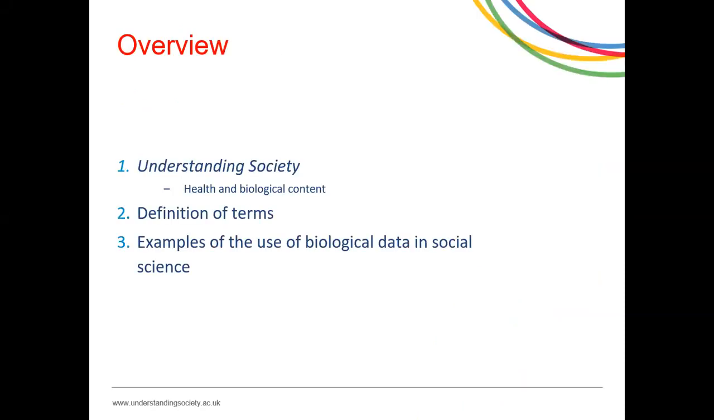So the health and biological content, and then I'll just do a brief discussion about terms, because there's lots of jargon and lots of terms used with the biological data, and it's sort of changing over time. And so I'll just give you a definition so that if you come to these data types or these datasets or this literature, you can have an idea of what people are talking about. And then just examples of how the data have been used in ways that are interesting for social scientists.